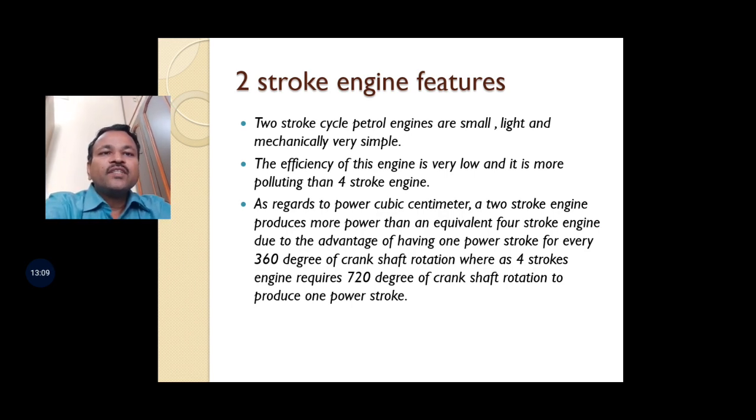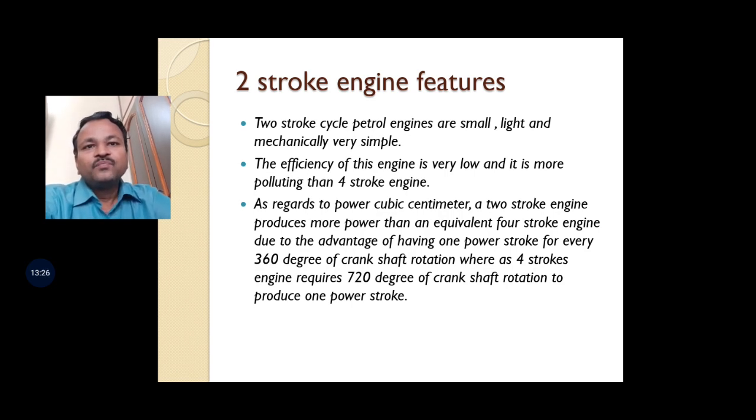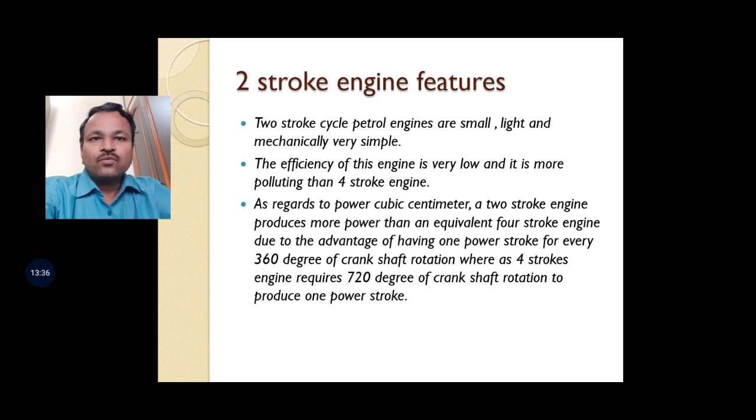The efficiency of this engine is very low, and it is more polluting than a four-stroke engine. As regards power per cubic centimeter, it has more power compared to a four-stroke engine, because the crank makes only one revolution. For every one revolution, you are getting one power stroke. But in the case of a four-stroke engine, the crank has to make two revolutions. That is why the power per CC is more for this two-stroke engine compared to the four-stroke engine.